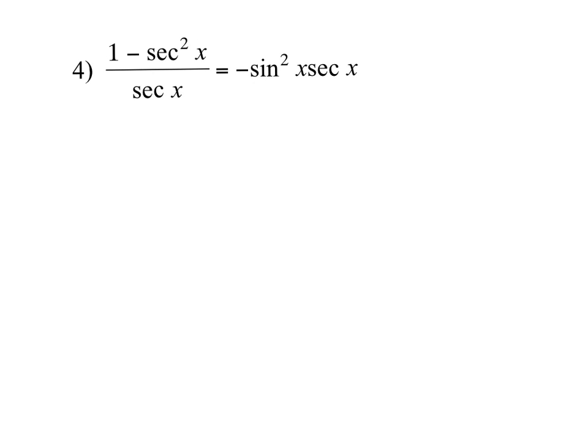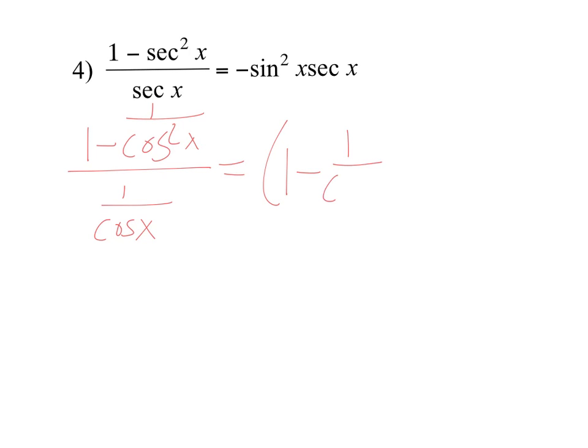Lastly, we've got (1 minus secant squared x) over secant x is equal to negative sine squared x times secant x. I'm going to convert everything to cosine first, just to see what happens, as we get 1 minus 1 over cosine squared x, divided by 1 over cosine x. I'm going to rewrite this as 1 minus 1 over cosine squared x, and that's going to be times cosine x over 1.